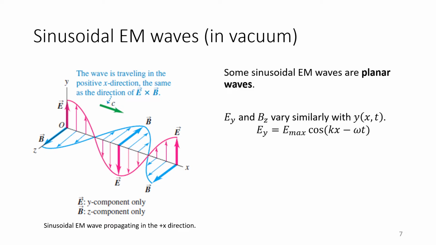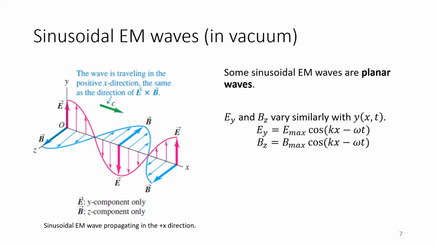The electric field component E_y should be equal to E_max cosine(kx minus omega t), and then the magnetic field component B_z is equal to B_max cosine(kx minus omega t). E_max and B_max are the magnitudes of the waves E and B respectively.